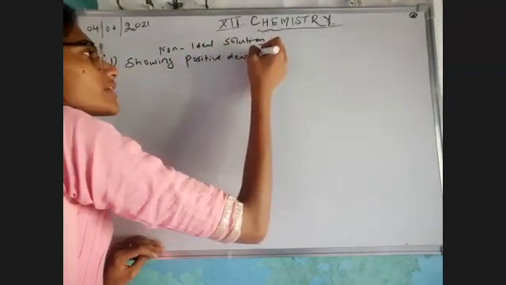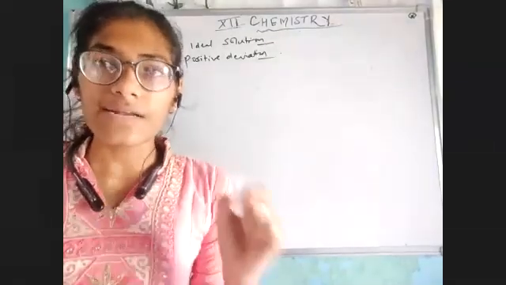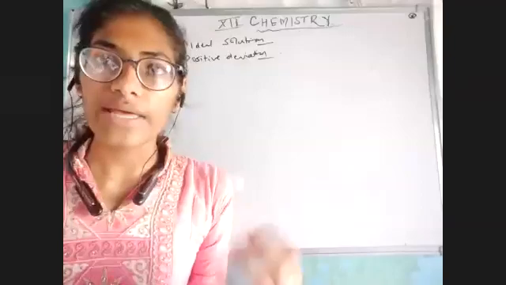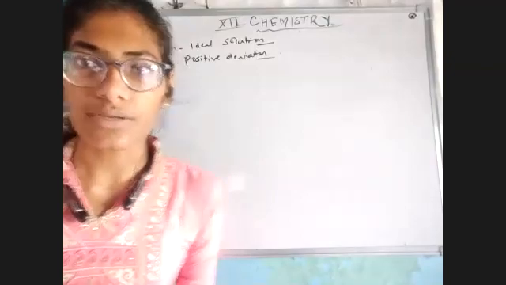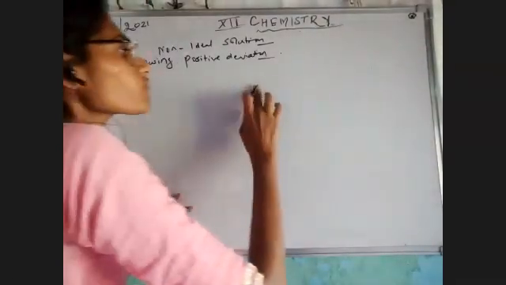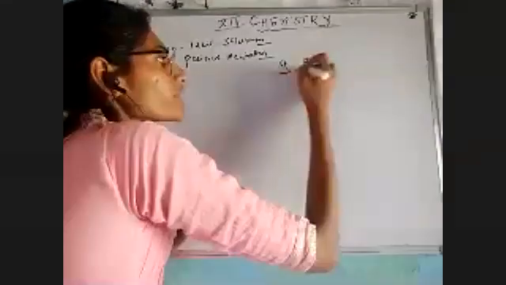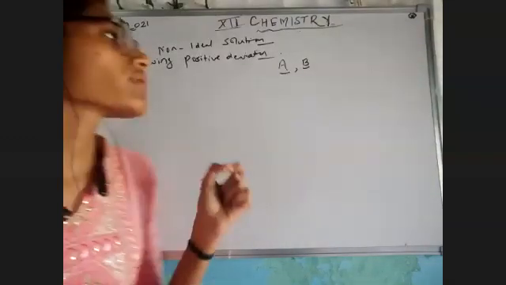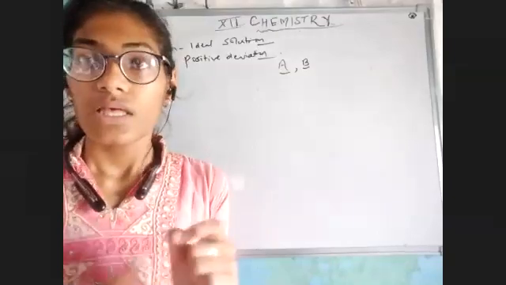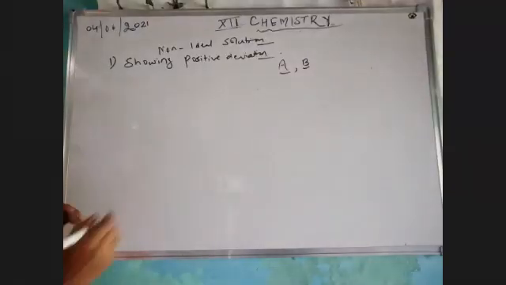As I have told you, non-ideal solutions are those solutions which do not obey Raoult's law. That means they are showing a greater effect, or we can say they are showing positive deviation, than the ideal solution. Now let's discuss. If we have two components A and B, we need to check what the bonding or molecular interaction is between these two components.